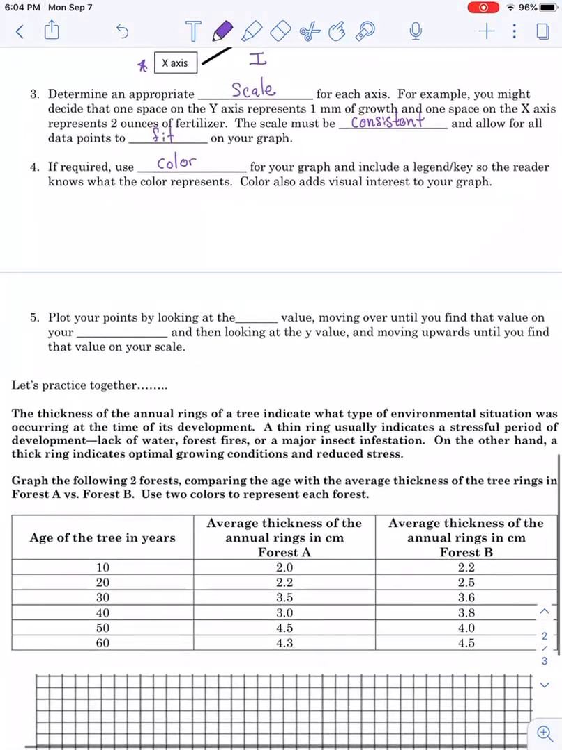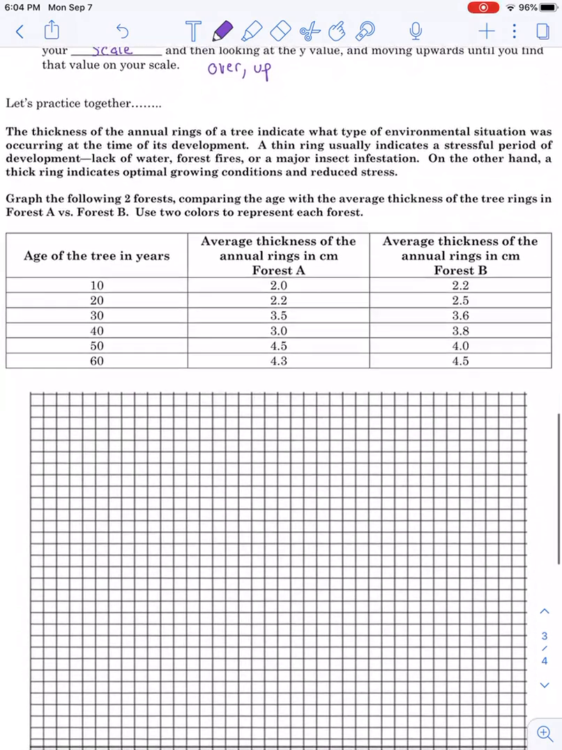Finally, plot your points by looking at the X value, moving over until you find that value on your scale, and then moving up until you find that value on your scale. So essentially it's over and up. So we're going to practice together.